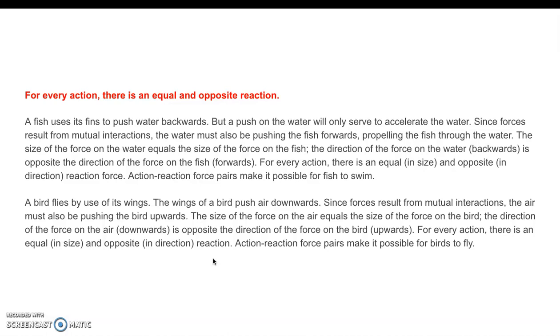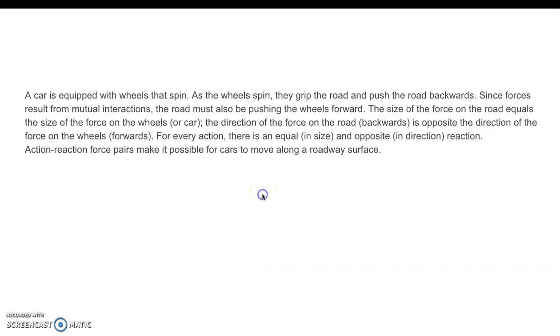A bird flies by using its wings. The wings of a bird push air downwards. Since forces result from mutual interactions, the air must also be pushing the bird upwards. The size of the force on the air equals the size of the force on the bird. The direction of the force on the air downwards is opposite the direction of the force on the bird upwards. So for every action, there's an equal in size and opposite in direction reaction. Action-reaction force pairs make it possible for birds to fly.